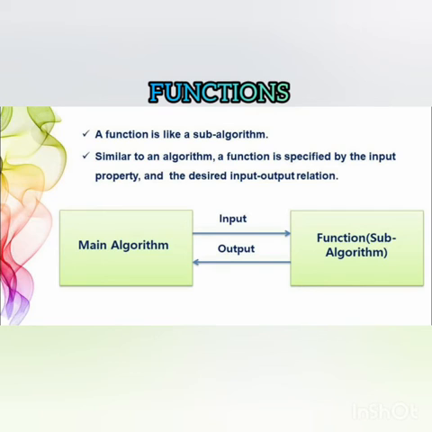Look at the diagram. The main algorithm is decomposed into the sub-algorithm. Here, the sub-algorithm is called a function. So, the main algorithm sends the input to the function. Based on the input, the function performs some action and produces the output to the main algorithm. So, the inputs and outputs travel between the main algorithm and sub-algorithm here.